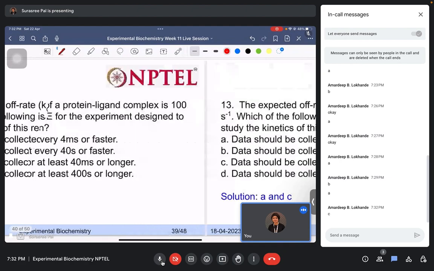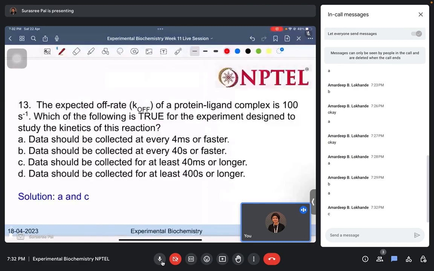The correct answer is, of course, C. Data should be collected for at least 40 milliseconds or longer, and data should be collected every 4 milliseconds or faster. That is also a correct option, right? Because it is actually calculating for how long the data should be collected and at which interval the data should be collected.